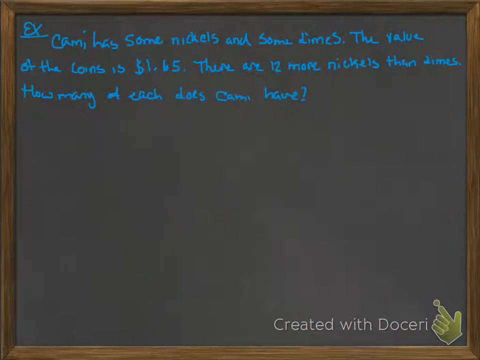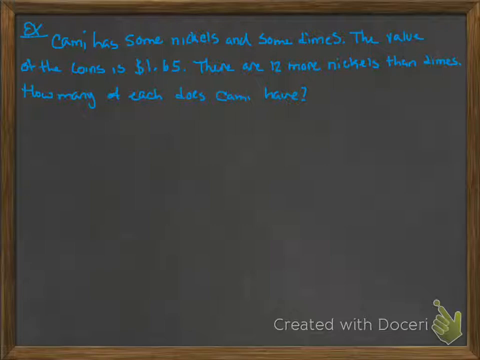Okay, let's try this one. Cami has some nickels and some dimes. The value of the coins is $1.65. There are 12 more nickels than dimes. How many of each does Cami have?